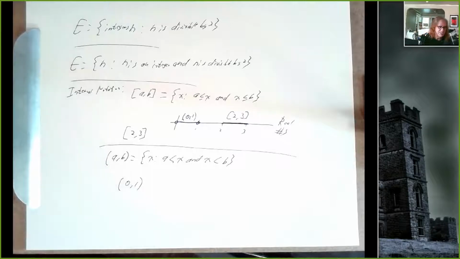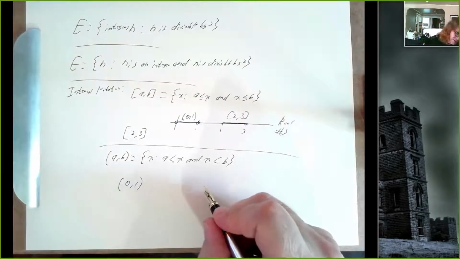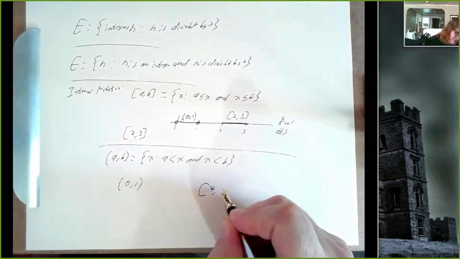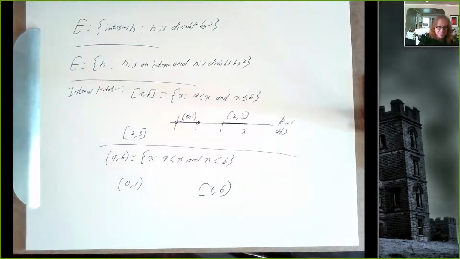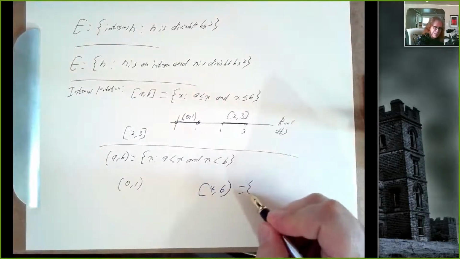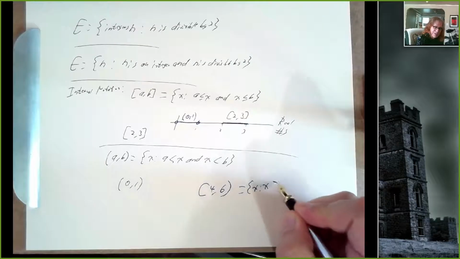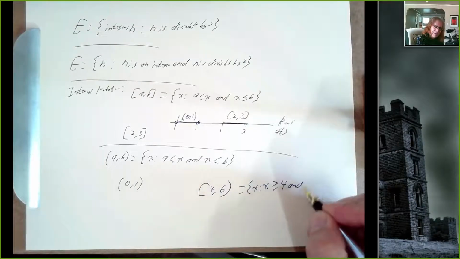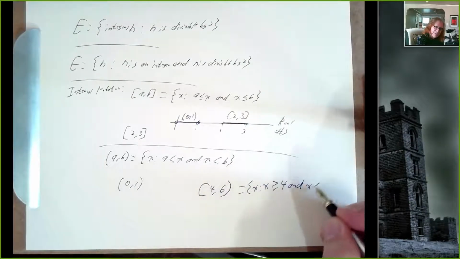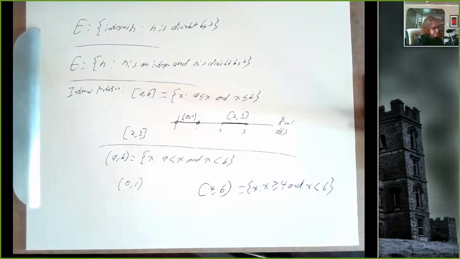And we can mix these notations. For example, we could say, bracket 4 comma 6, close parentheses. This is the set of all x such that x is greater than or equal to 4 and x is strictly less than 6. So that's another way to describe sets using this interval notation.